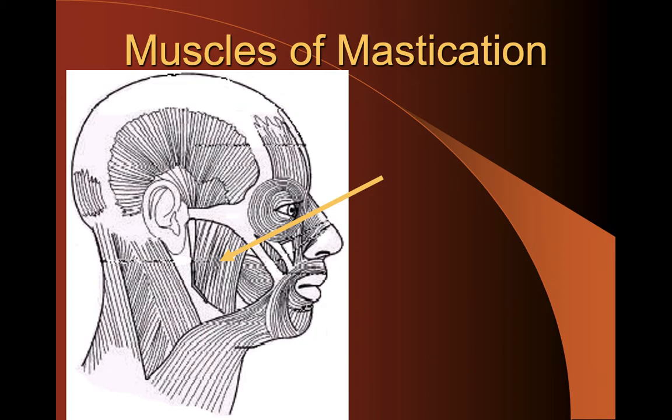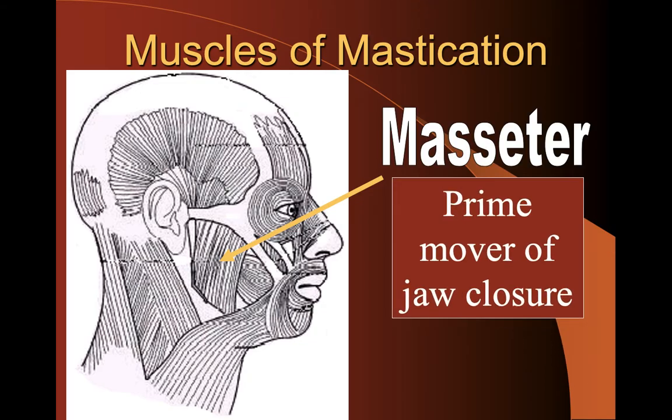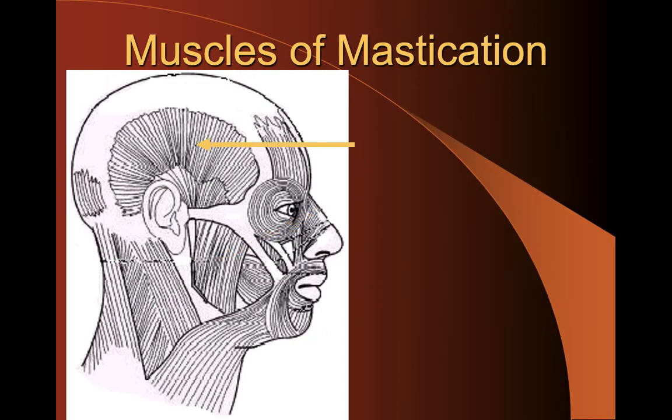The large muscle of your cheek is called the masseter. The masseter is the prime mover of jaw closure, the prime mover of mastication, the prime mover of chewing. So if you clench your teeth together and hold your cheek back towards your ear, you can feel the masseter muscle.